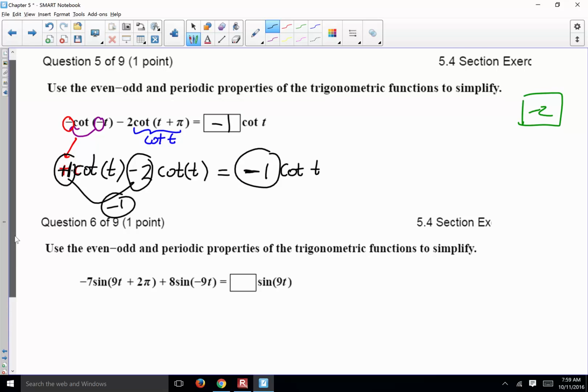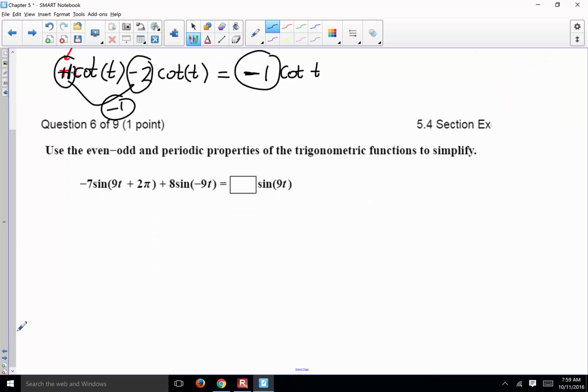Alright, why don't you guys think about the second one? Same deal. Use periodicity of sine, and this time sine is also odd, so this is kind of similar. Oddness of sine and periodicity of sine, use it to combine these two. You're going to combine them to a single sine. Again, use this one.